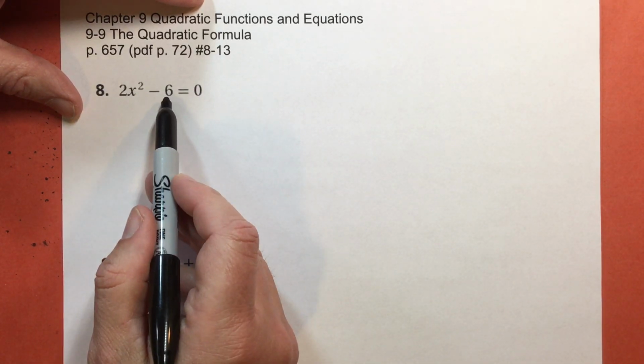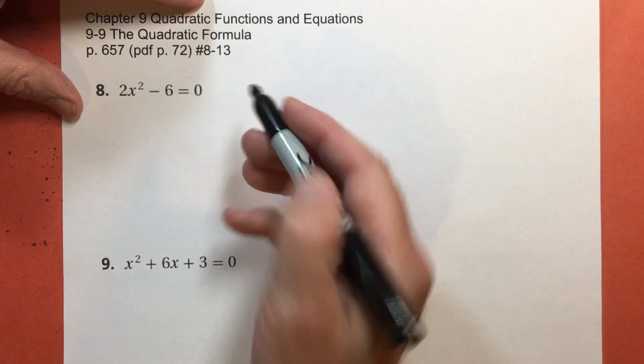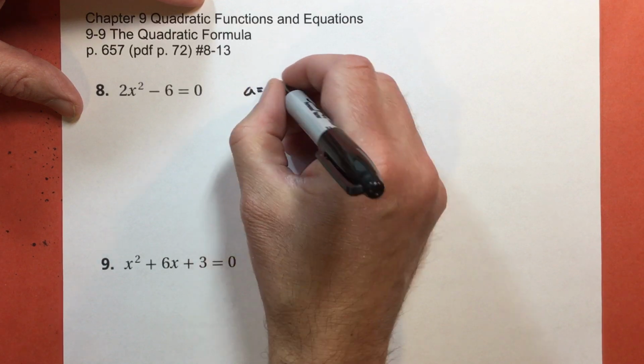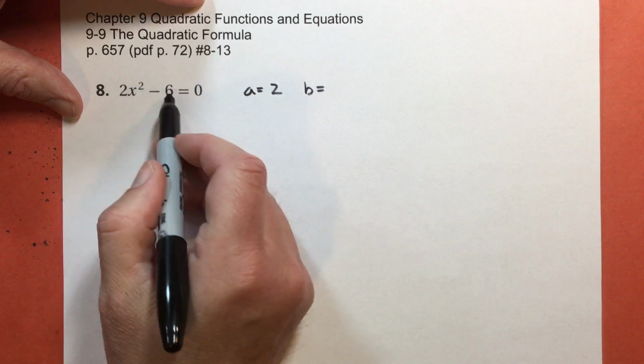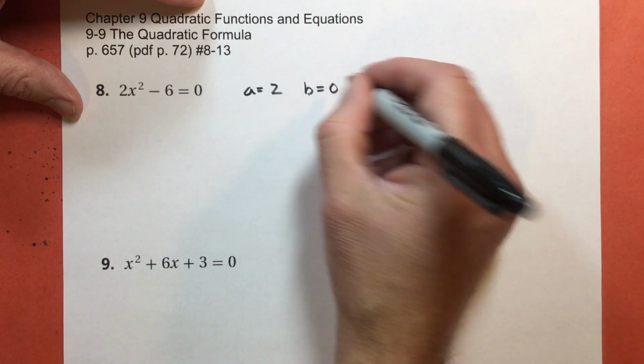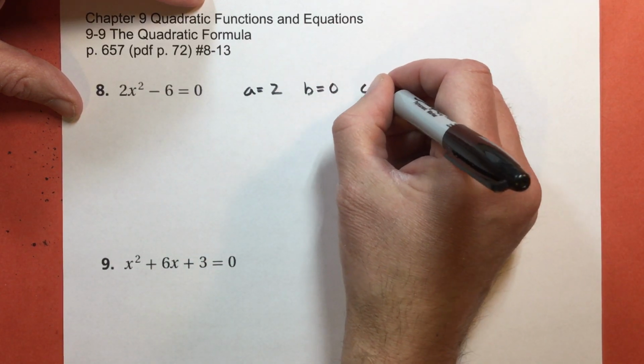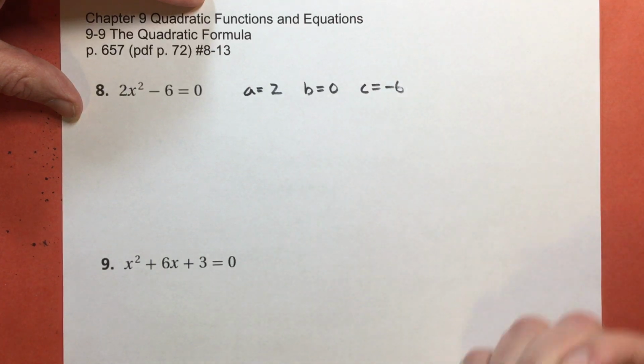This is already in standard form, even though it doesn't look like it. So my A is going to be 2. My B, I don't see an X term here, so that means B is going to be 0. And my C is going to be negative 6.